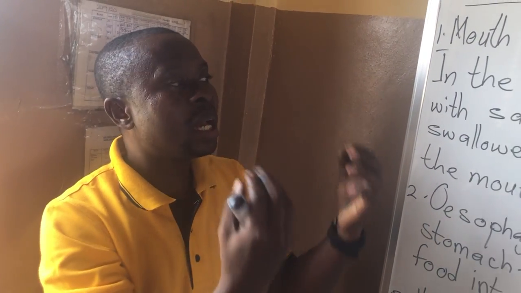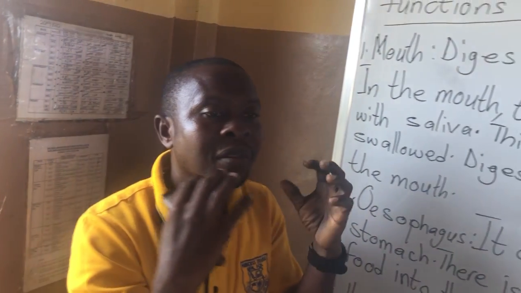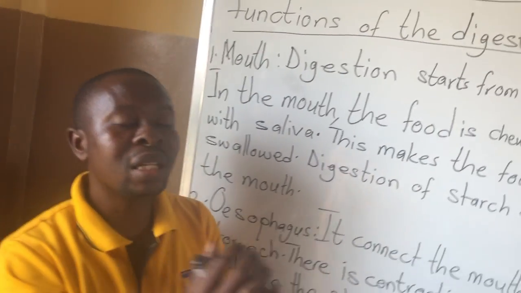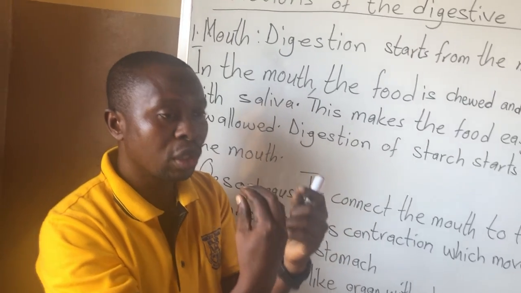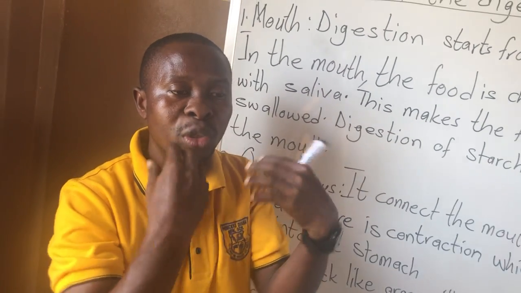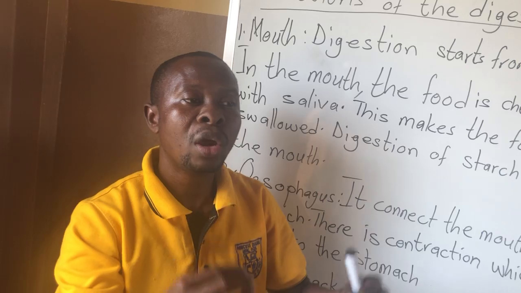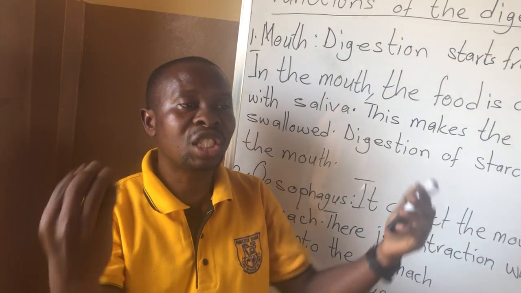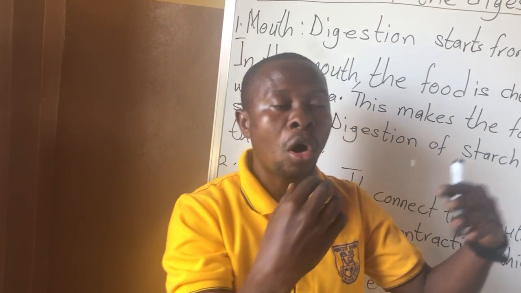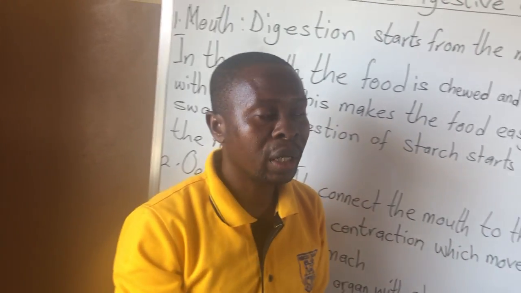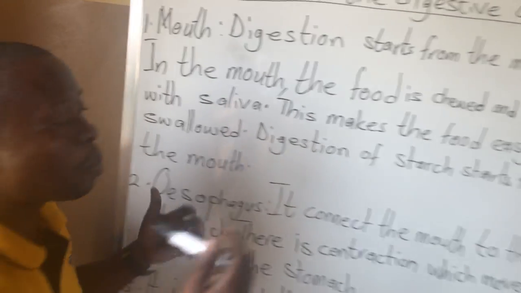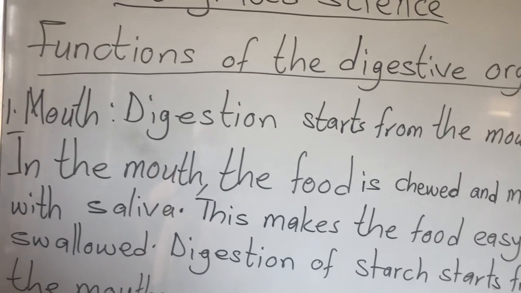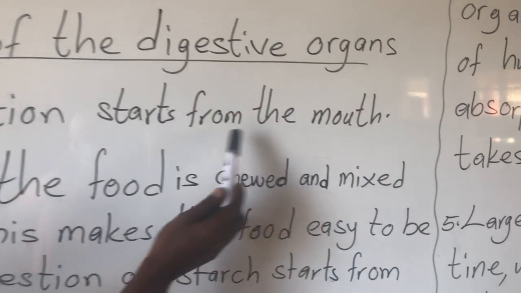In our mouth we have saliva, which mixes with the food, making it soft and easy to swallow. Inside that saliva we also have an enzyme called salivary amylase, which changes starch, or cooked starch, into maltose. So the mouth is part of the digestive system, and digestion starts from the mouth.